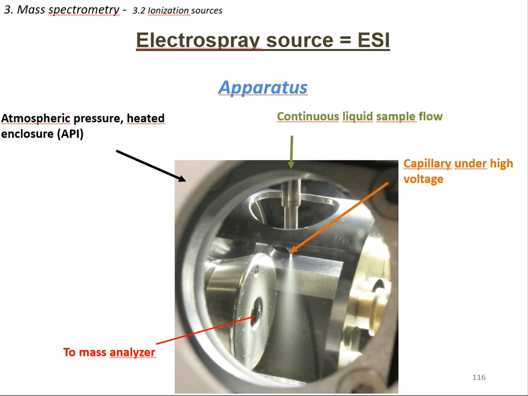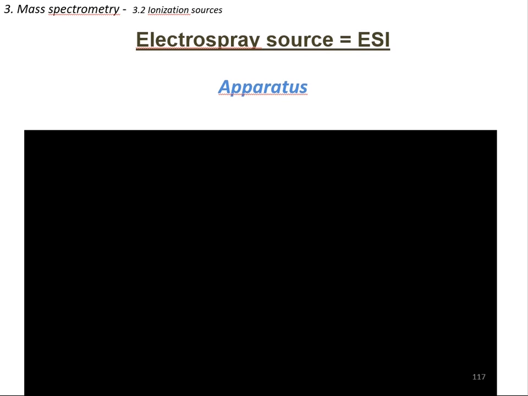So let's look at a close-up of this. So you have a continuous liquid sample flow, a capillary under high voltage that will make a spray from this flow, and in a perpendicular way, the opening toward the mass analyzer. And all this at atmospheric pressure. So this is how it works.